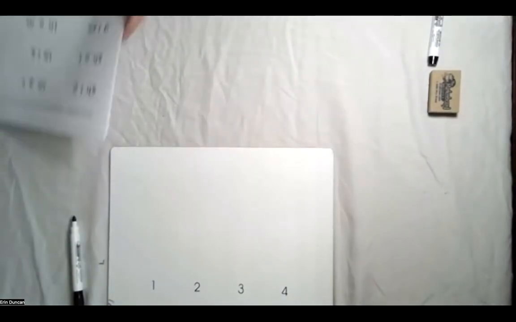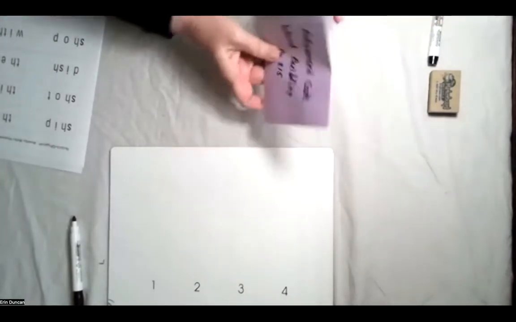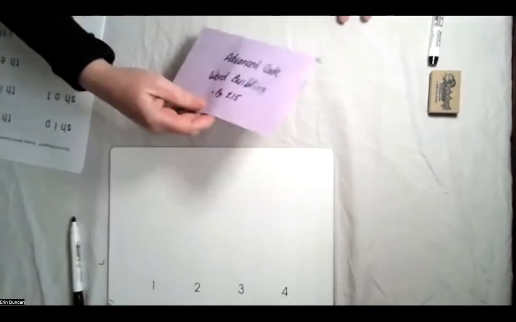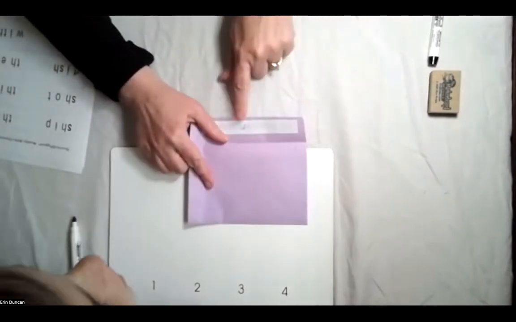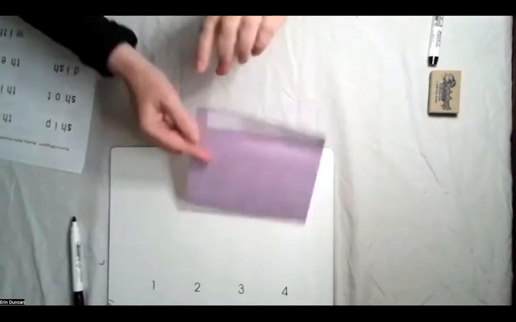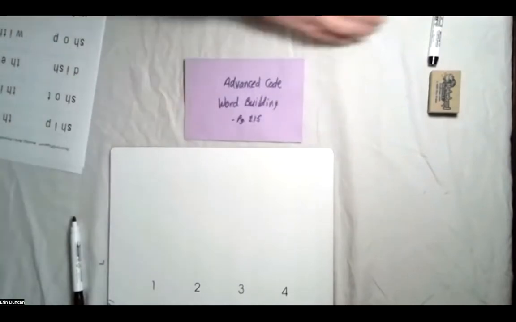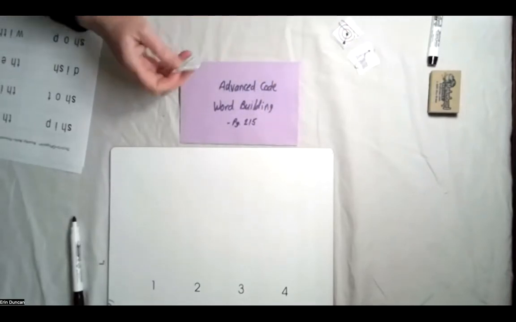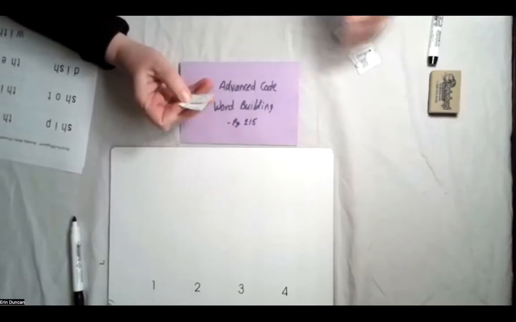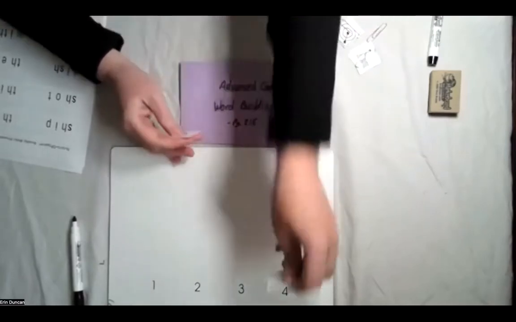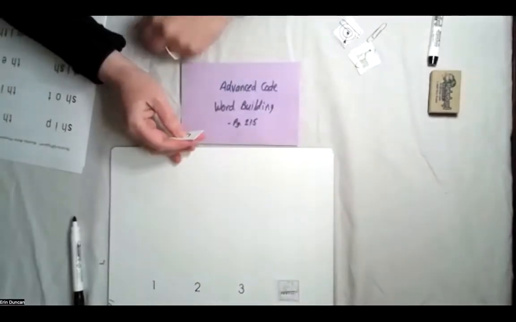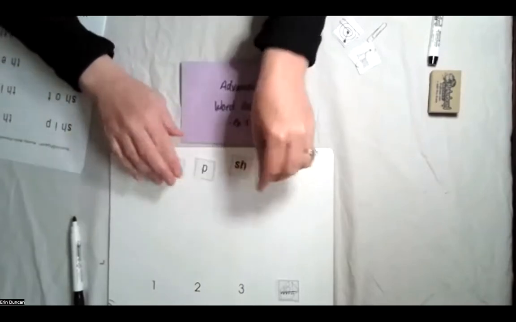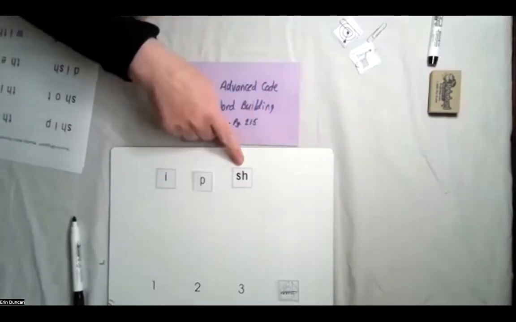So the very first lesson in the advanced code chapter is word building on page 215. And the first list is sh. So those are the ones that I'm going to be doing with her. And say, all right, so we're going to read some words or spell some words that have sh in them. Okay. So we're going to build ship. What do you hear here in ship? Shh, exactly. And if she had never seen it before, I could just tell her, that's shh.